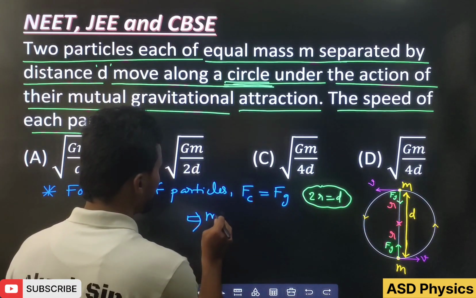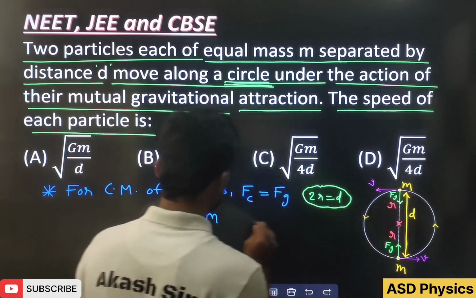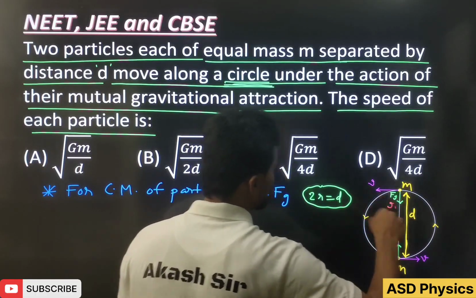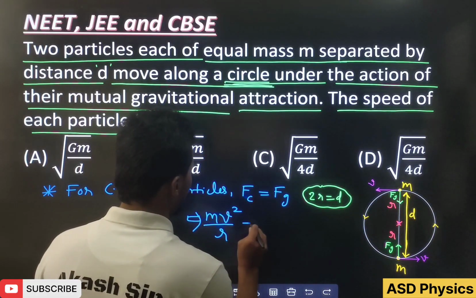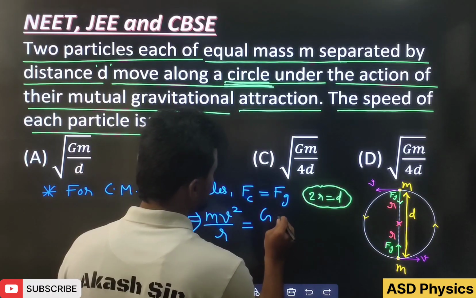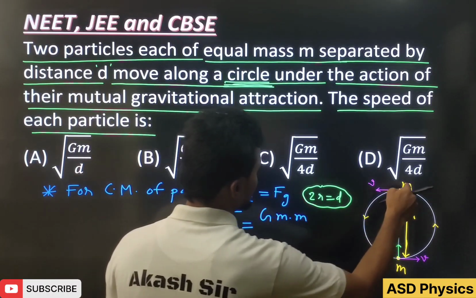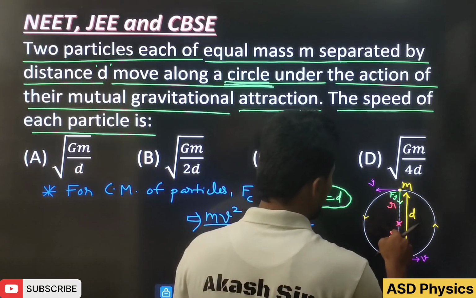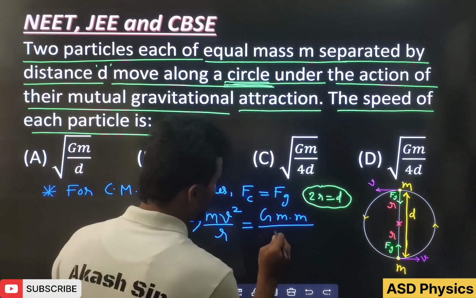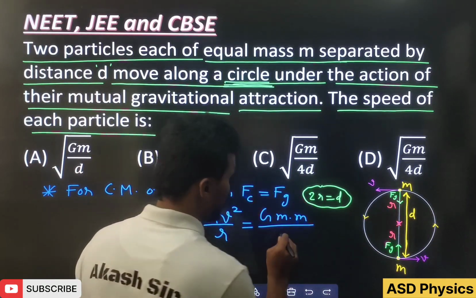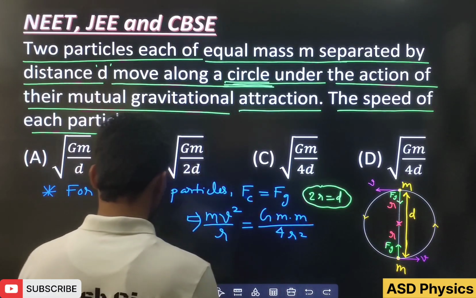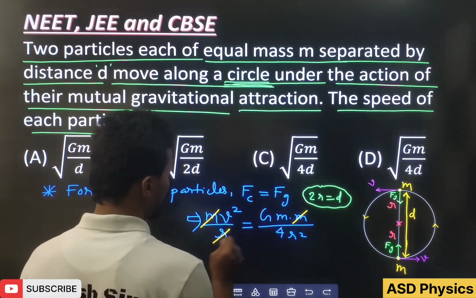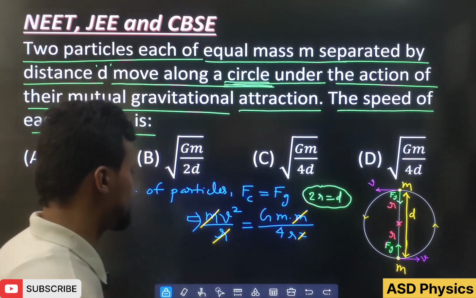So what is the centripetal force formula? I have taken only this mass, small m, with speed v along the tangent. So m v square by r is equal to the gravitational force formula G m into m. Distance between them is 2r in total, so 2r whole square, that will become 4r square. Now we cancel: this m cancels, and from this r is cancelled.